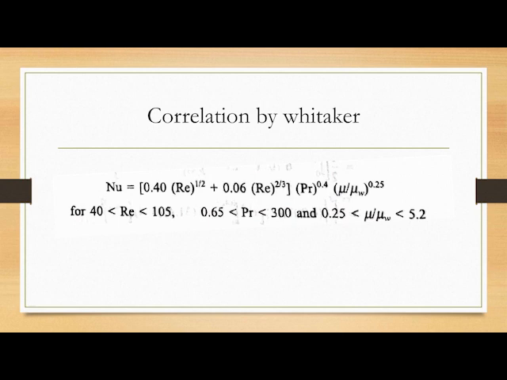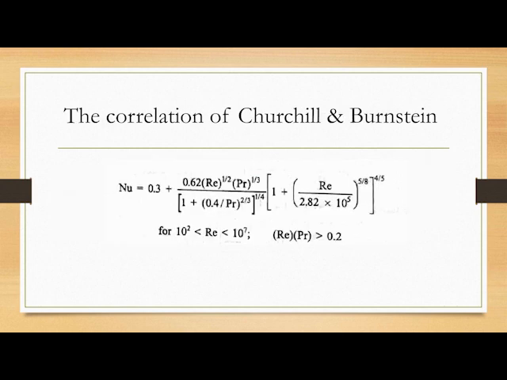So in the said situation, we will use the Churchill and Bernstein's relation, which was this relation. So to calculate the heat transfer coefficient, putting the values of Reynolds number and Prandtl number in this equation, we can calculate the value of heat transfer coefficient.